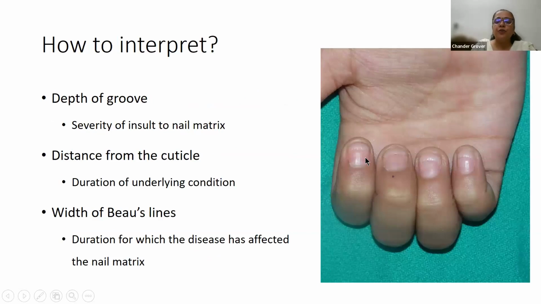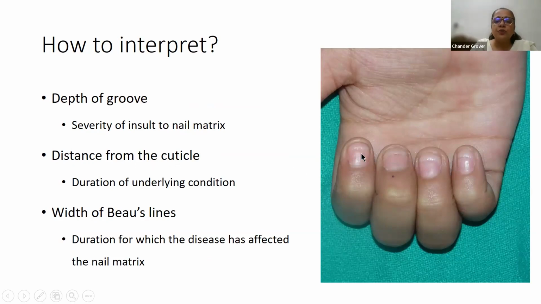How do you interpret them? The depth of the groove is going to tell you about the severity of insult. The more severe the insult, the deeper the line is going to be, to the extent that with very severe insults, you have complete stopping of matrix keratinization. So the nail separates, we call it onychomadesis. Nail separating from the proximal edge. Nail separating from the distal edge is onycholysis.